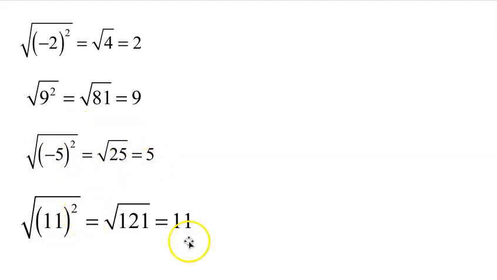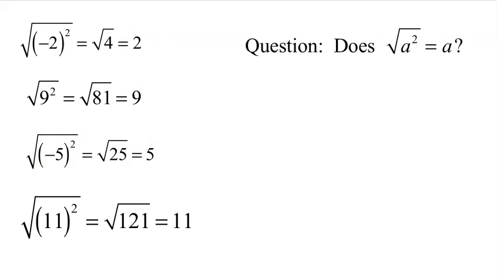But square root of 11 squared is 11. So square root of 9 squared is 9. But square root of negative 2 squared was not negative 2. Square root of negative 5 squared was not negative 5 because we always look for the principal square root. So here is our question. Does the square root of a squared equal a? Does the square root of something squared always equal something?